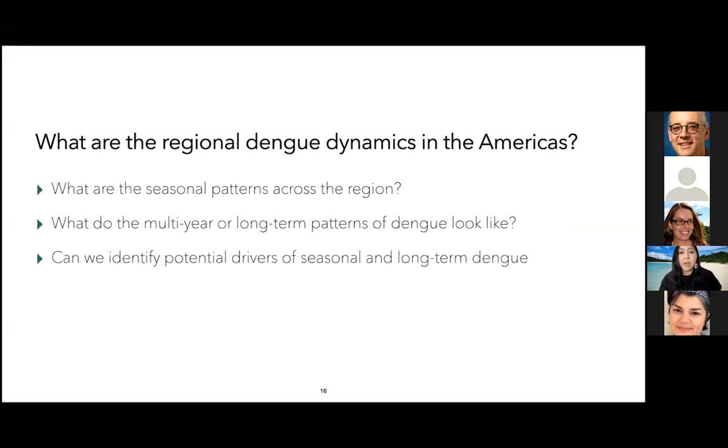patterns across the region? What do the multi-year long-term patterns look like? Are there large epidemics that happen across the region, or is it a lot more heterogeneous? And if we see both seasonal and multi-year patterns occurring, can we identify potential drivers that might explain these dynamics?